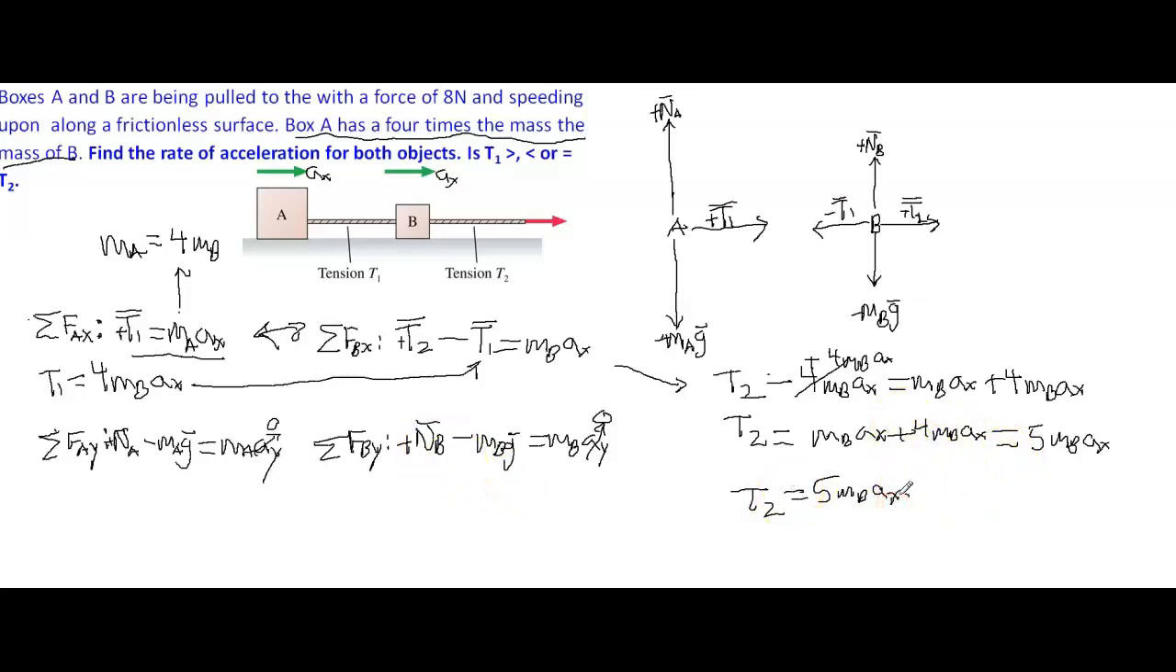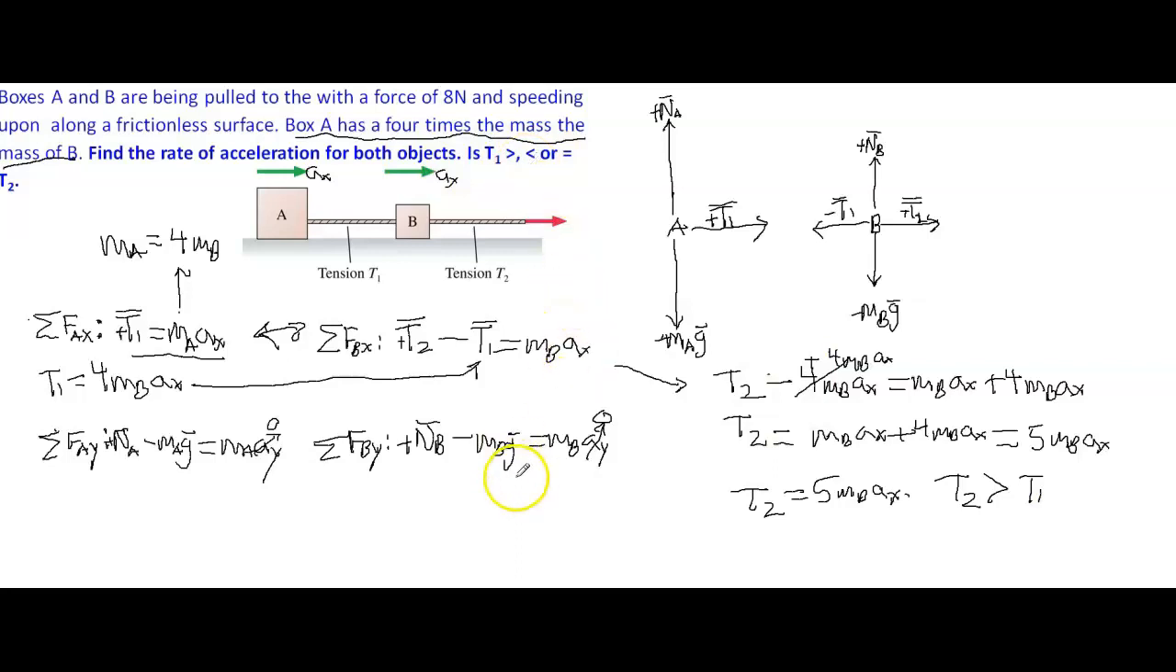So what does that mean? Well, in comparing T2 to T1, what we could see is that T2 has five times the mass b times its acceleration, and T1 is 4 times the mass b times its acceleration. That means that T2 is greater than T1. And so we've just answered this question right here, right?